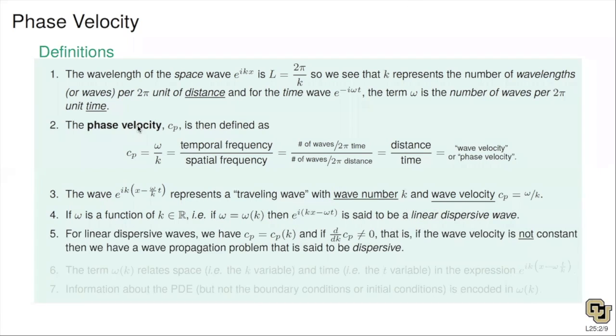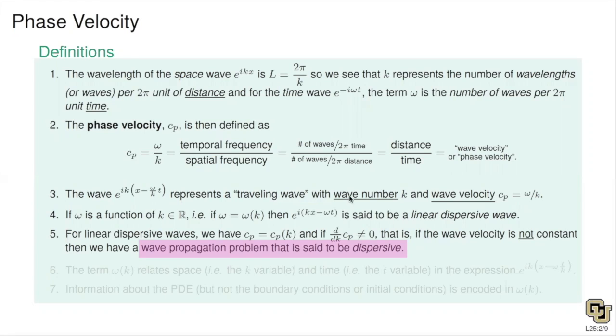And if the phase velocity is not constant with respect to k, then we have a dispersive problem, a wave propagation problem that is classified as a dispersive wave propagation problem. So we have the idea of a dispersive wave and the idea of a wave propagation problem that's classified as being of a dispersive nature.